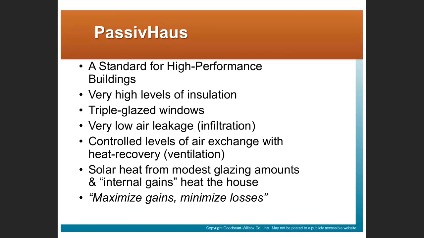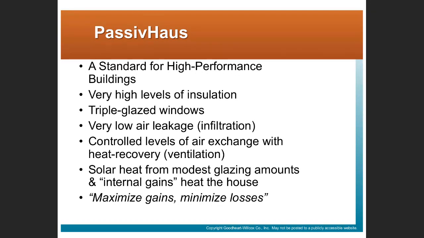So if we reduce the infiltration, then we have to substitute ventilation, right? Infiltration is uncontrolled, ventilation is controlled air exchange. And then if we are really stringent about the performance of the building envelope, we get to a point where solar heat from modest amounts of glazing and internal gains can heat the house. What does internal gains mean? Internal gains means the heat that all the human beings in the house and the appliances, the refrigerator, the cooking, right? All those things contribute heat to the house.